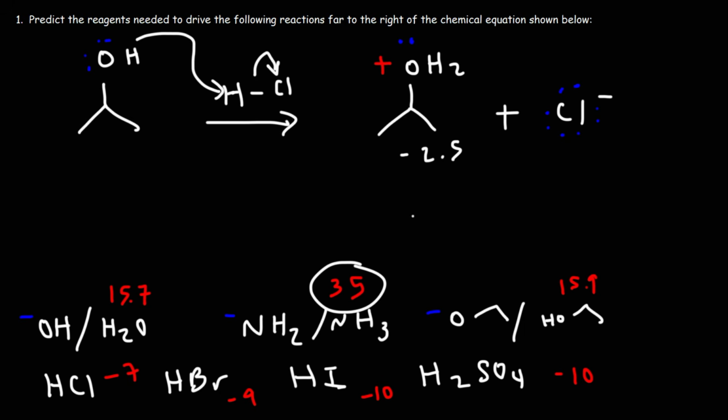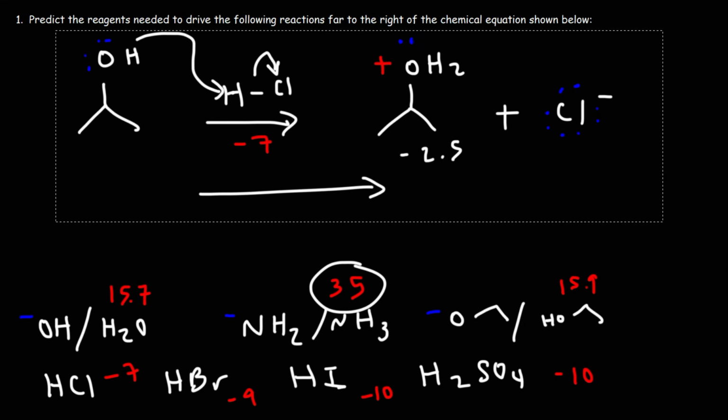So if we compare the pKa of the conjugate acid, which is -2.5, to the pKa of the acid on the left, which is HCl, we can see that HCl has a pKa that's more than 2 units less than this alcohol. So the reaction is going to shift to the side with the higher pKa value. Negative 2.5 is higher than negative 7. It's more than 2 units away. So it's greatly going to drive the reaction to the right.